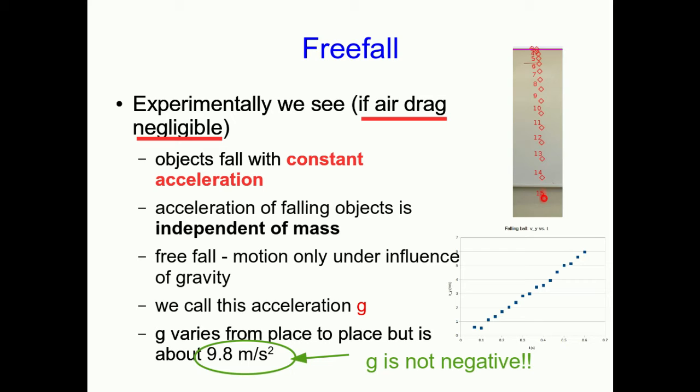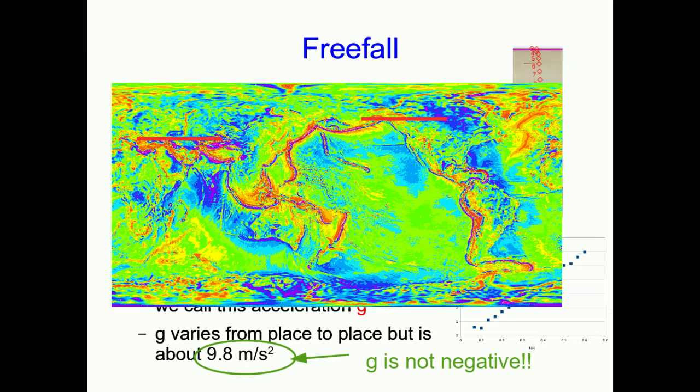And also, it does vary from place to place. You'll find textbooks often quoted as 9.81 meters per second squared, but that's a little bit silly. To 2 sig figs, it's 9.8 meters per second squared everywhere on Earth. But it does vary from place to place. Here's a map showing that variation. And the third sig fig is different depending on where you are in the world.